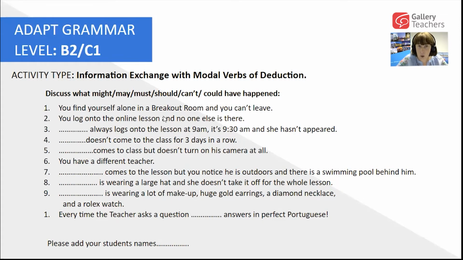You find yourself alone in a breakout room on Zoom and you can't leave. Oh, the teacher must have forgotten about me. Or, I could be in the wrong meeting, for example. You log on to the online lesson, no one else is there. What has happened? Number 3, you can add your student's name.